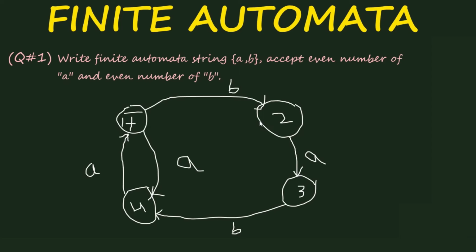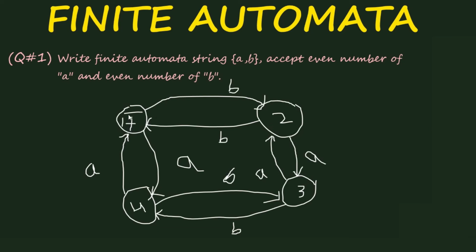What happens if B comes on state 2? It will reach state 1 and the even number of B is completed. What happens if A comes on state 3? It will reach state 2 and the even number of A is completed. What happens if B comes on state 4? It will reach state 3 and the even number of B is completed. This is the answer of this question.